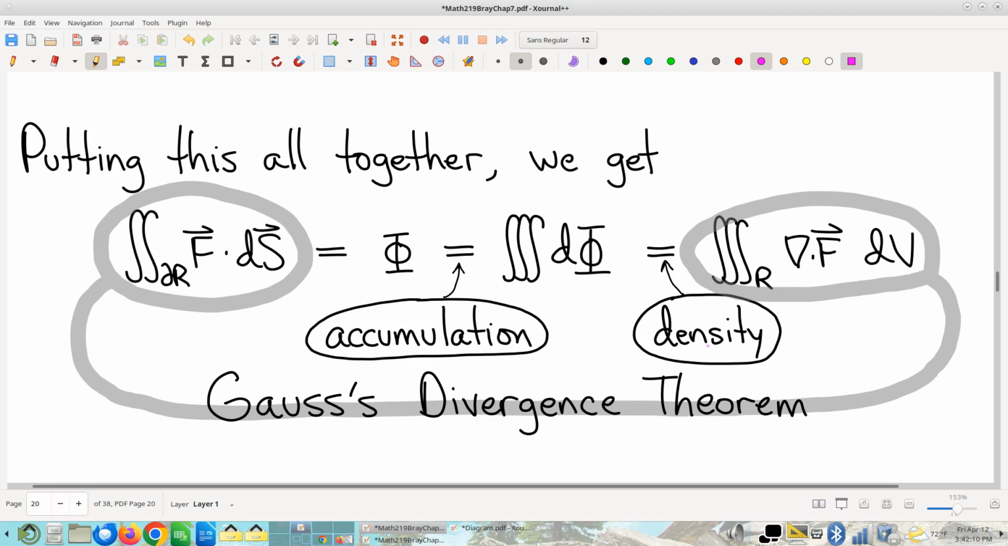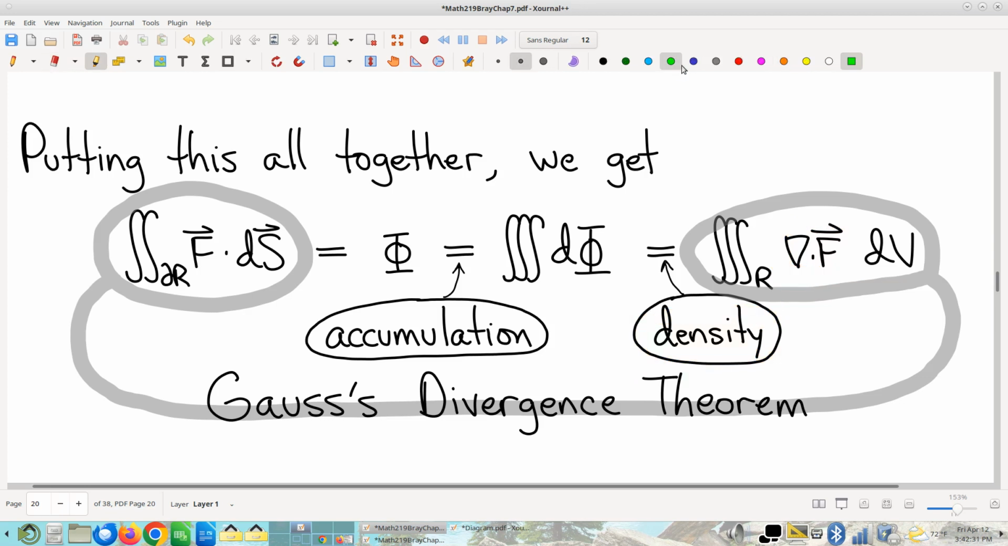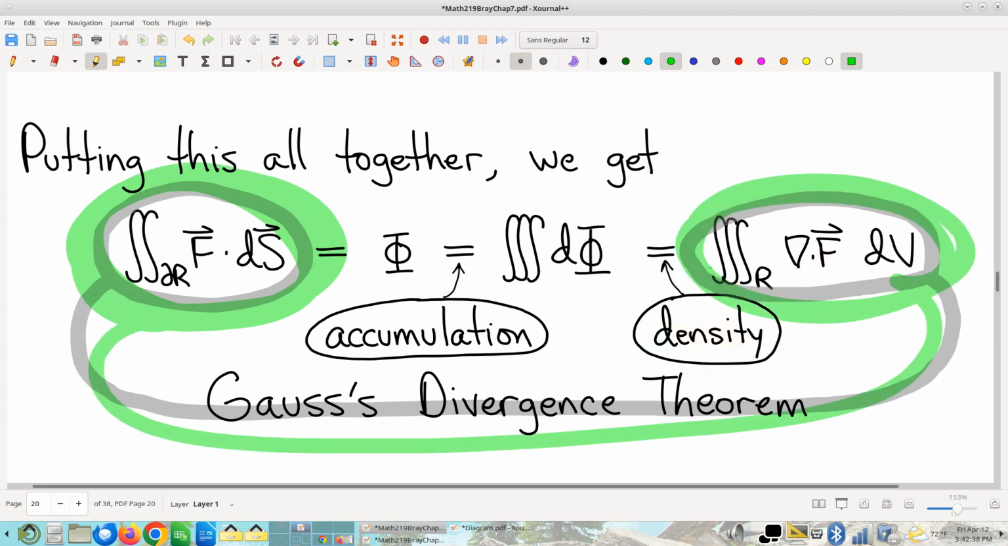A lot of differences, but it had the same general feature: we took some quantity, we observed that it accumulates, we noted the associated density, and declared a theorem. And that's exactly what we're doing here. So, a very, very strong analogy. Again, I encourage you to dwell on those connections. So anyway, here's our final punchline. A boundary flux can be computed with a triple integral of divergence. That's Gauss's divergence theorem.